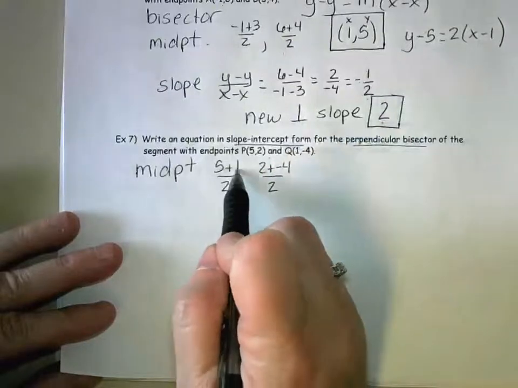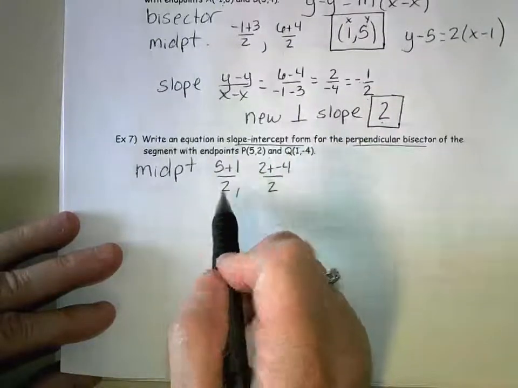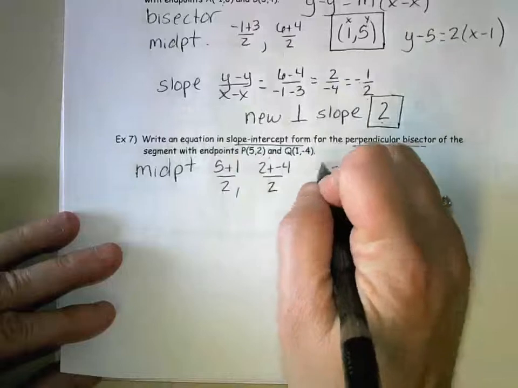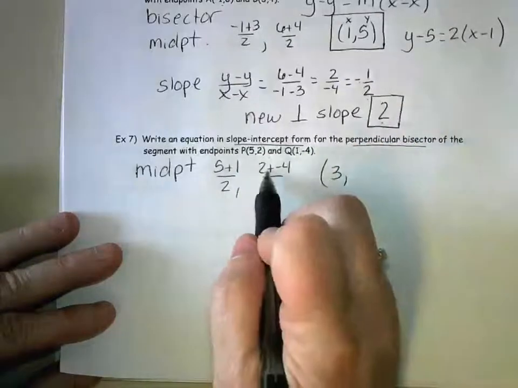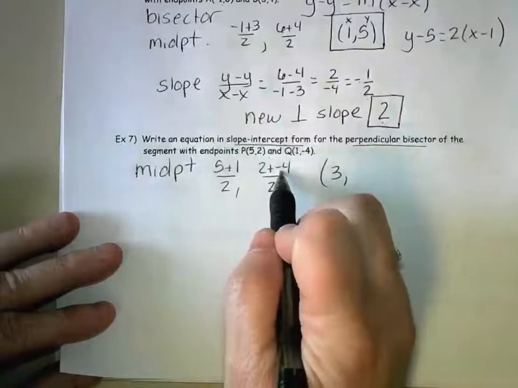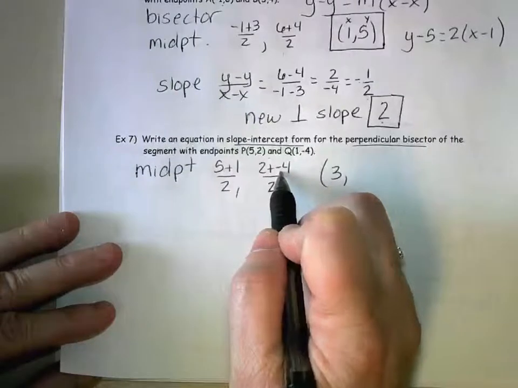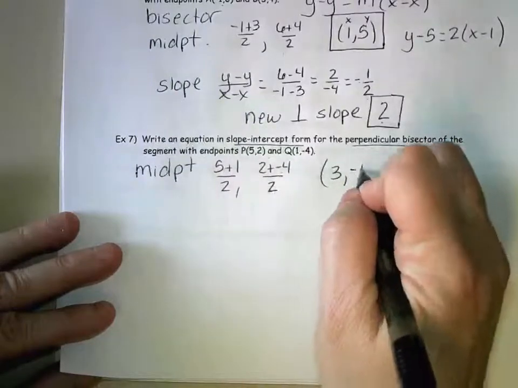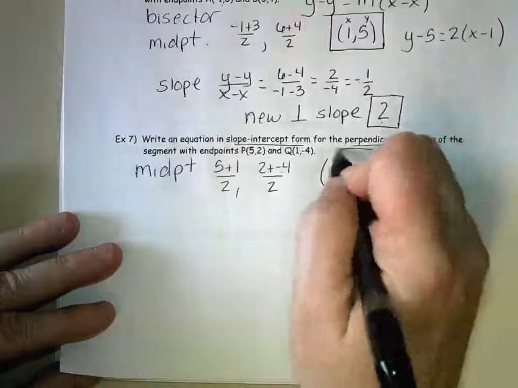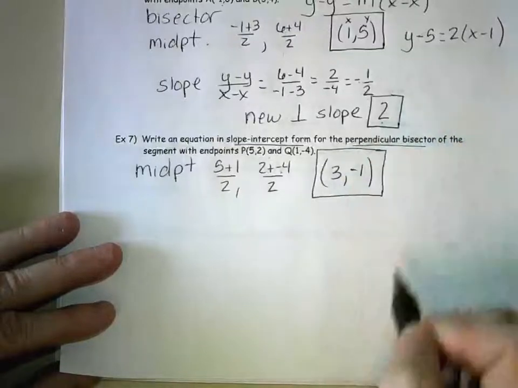5 plus 1 is 6, divided by 2 is 3. 2 plus -4 is -2, divided by 2 is a -1. So that is our midpoint.